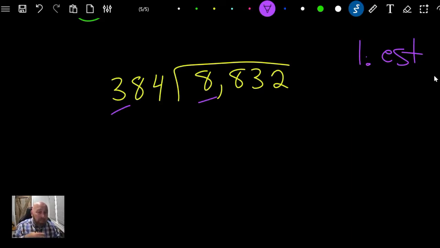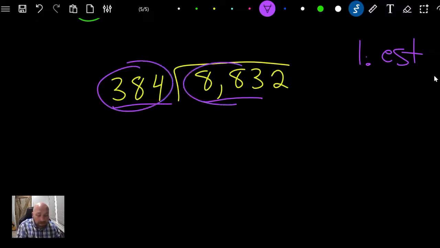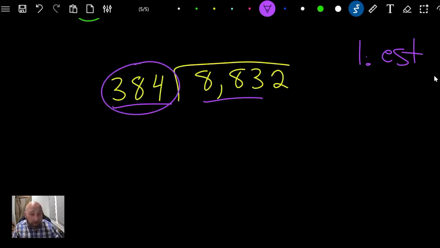Because 3 can't go into 8 3 times, because I need a 9 for it to go in 3 times. So what I'm going to do is say, okay, this number, 384, goes into this number, 883, right? Because we have 3 digits and 3 digits. We don't want to go all 4 digits yet because the answer will be bigger than a single digit. So I'm going to say that goes in 2 times, because that was my estimate.